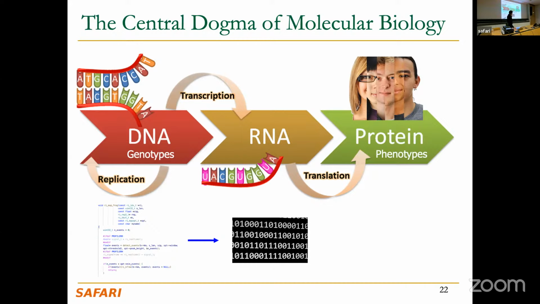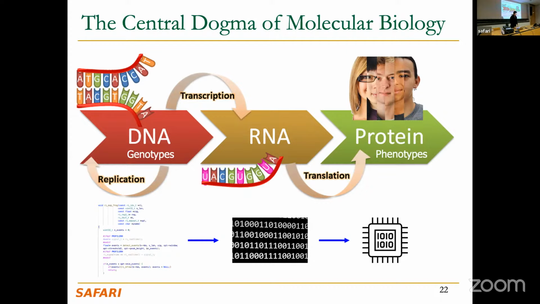And then what happens next is that this RNA is translated into the amino acids, which then build the protein itself, which is essentially the functioning part of our cells and of our, let's say, body. And this is also similar to how the binary would be executed on a processor.